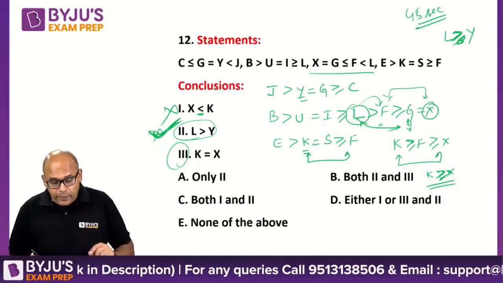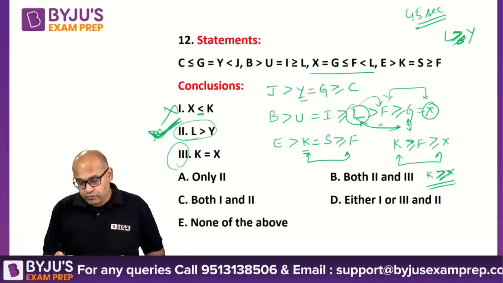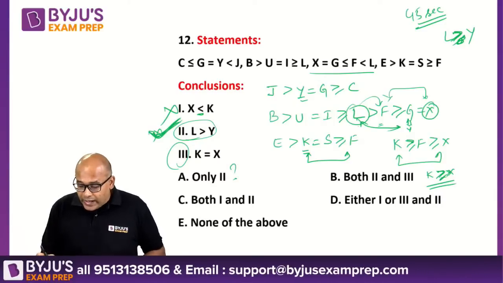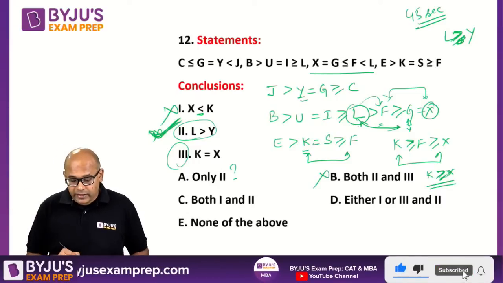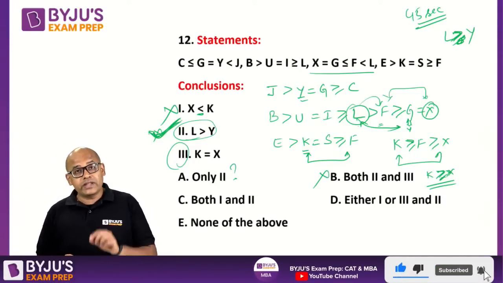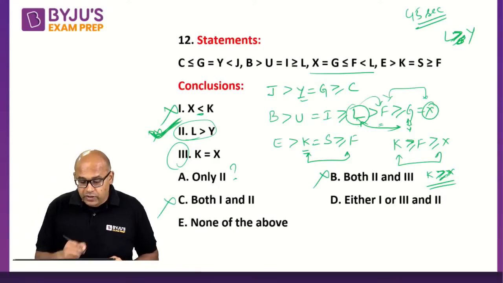So now look at the options. Only 2, I don't know, keep it aside. 2 and 3, definitely 2 and 3. I cannot say 3 is guaranteed correct, so 2 and 3 is not correct. 1 and 2, again 2 is correct, 1 I cannot guarantee, so 1 is not, C is gone.